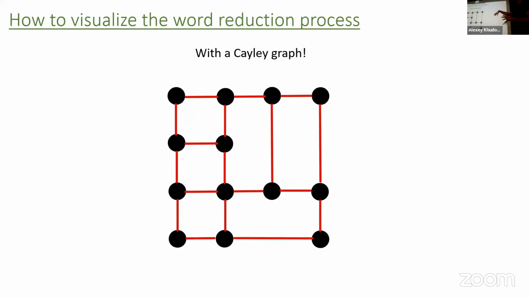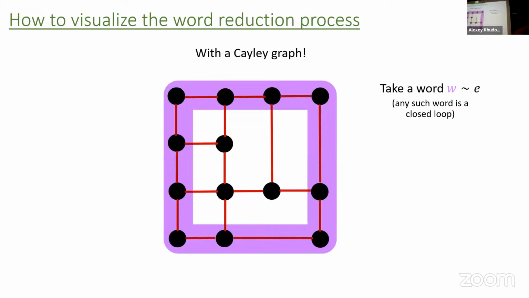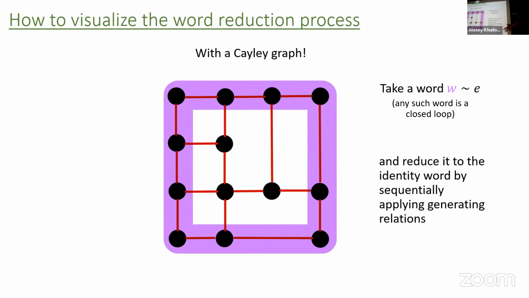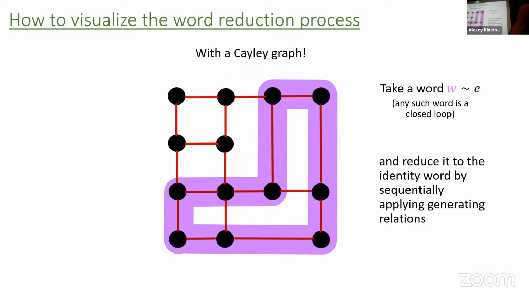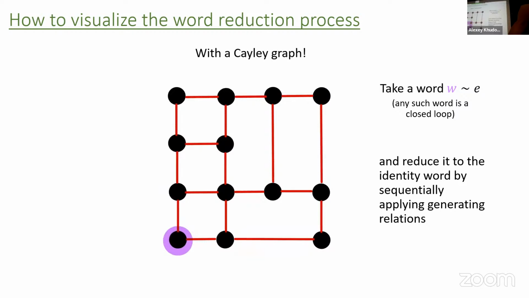So now let's take an arbitrary Cayley graph of some group, and let's take a word W that multiplies to the identity. As I said, it corresponds to some closed loop on the graph, for example, this purple closed loop. Now, how would we reduce this word to the identity? Well, we can apply the generating relations one by one. Each generating relation is an elementary closed loop on the Cayley graph. So we can deform it sequentially by subtracting elementary loops until we contract this loop to a single point.